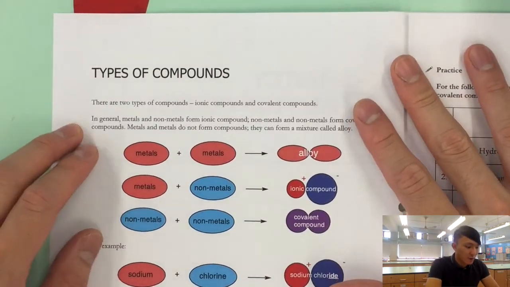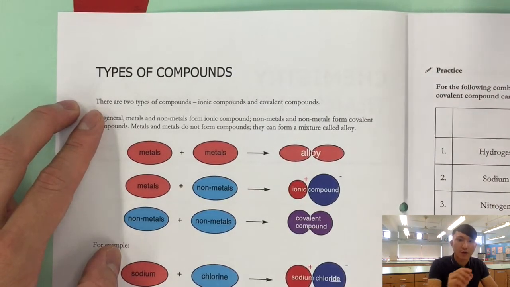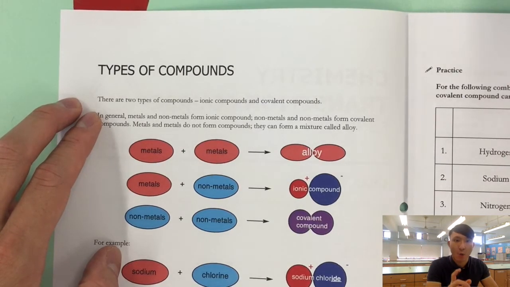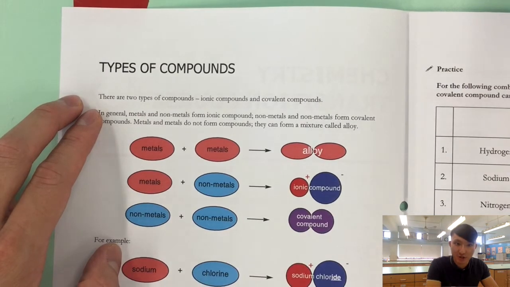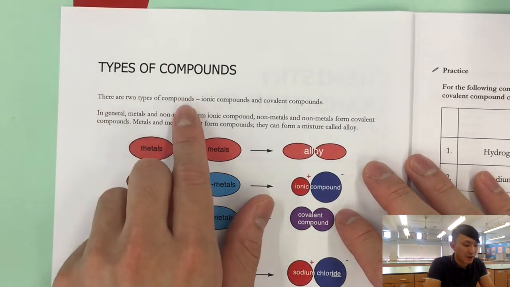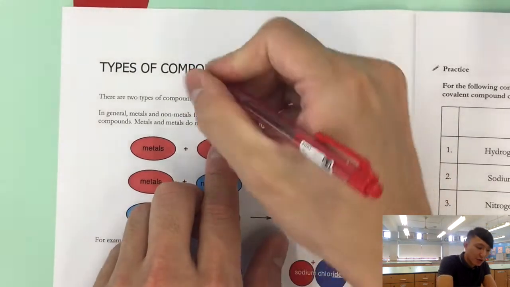First of all, we will talk about types of compounds. Remember that compounds are pure substances made of two or more elements that are chemically joined together. Now we have two types of compounds: ionic compounds and covalent compounds.